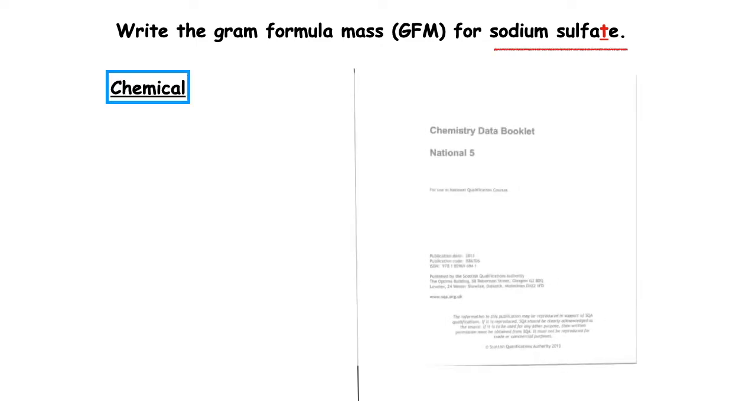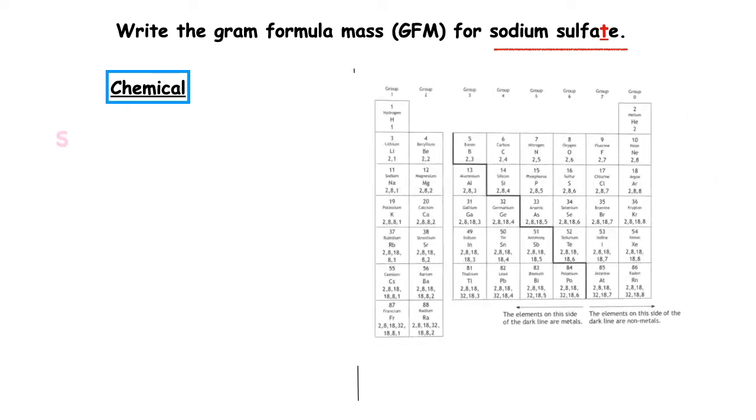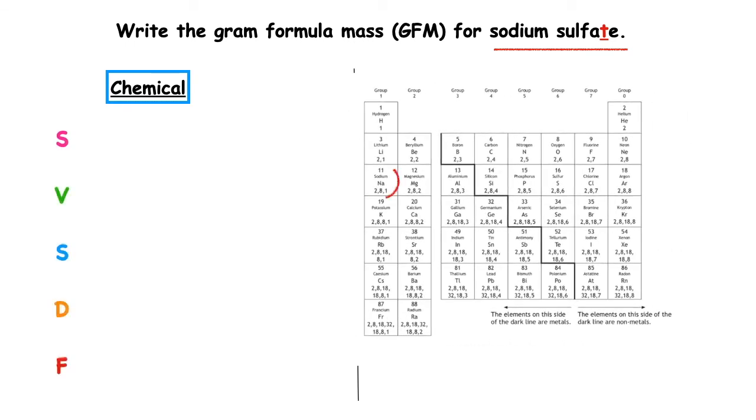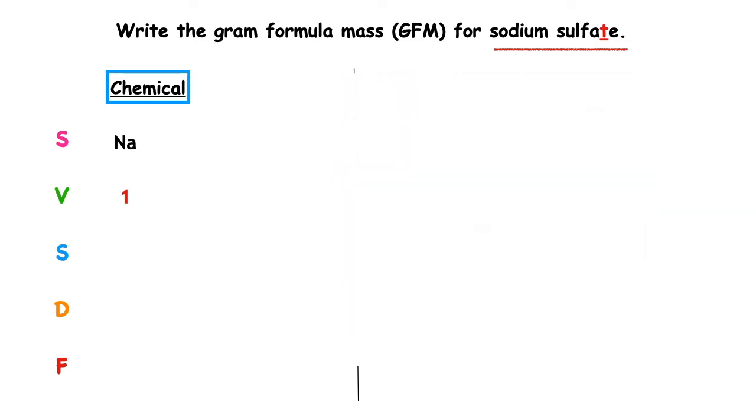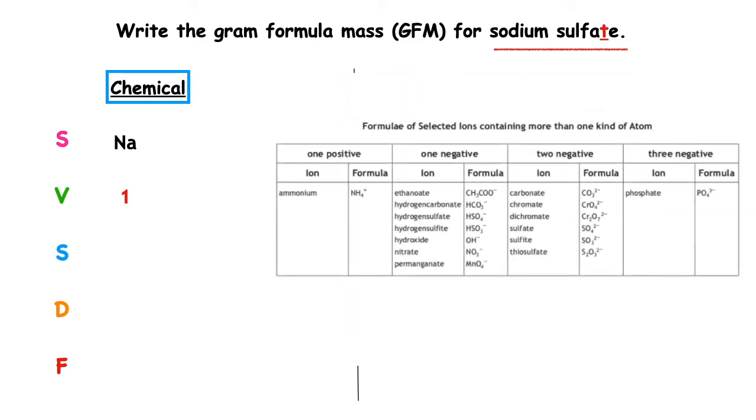Write the gram formula mass for sodium sulfate. So we start off with our SVSDF. Symbol for sodium is Na. It's found in group 1, valency 1. Sulfate, we use page 8. The symbols are SO4, and we need to remember to keep a bracket around that.